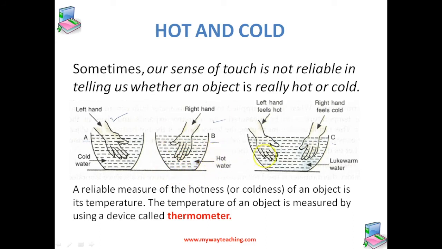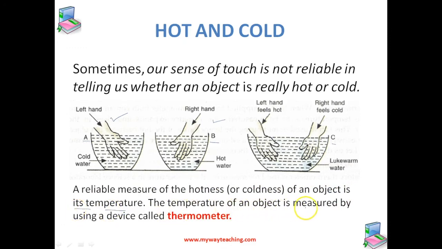So what we understood from this activity is that we cannot depend on the sense of touch for estimating the hotness or coldness of an object. For that we need a reliable measure. If you want to estimate the hotness or coldness of any object, then we require a reliable measure. This reliable measure of the hotness or coldness of an object is its temperature.